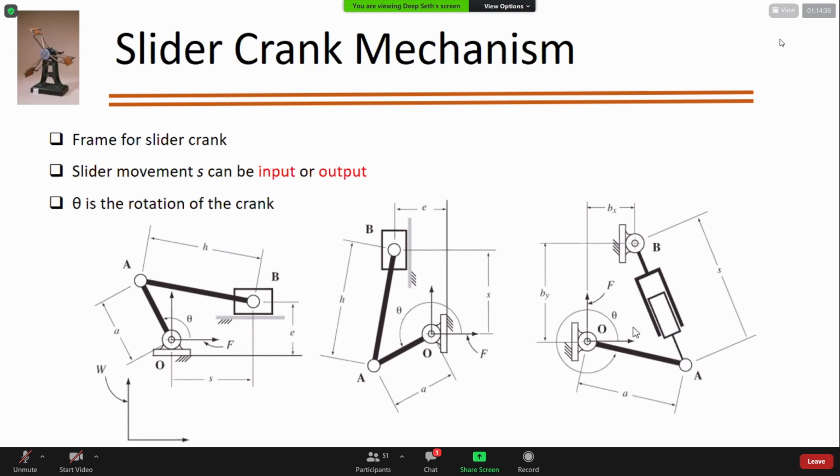This is also one way of representing the slider crank mechanism. This is your link 1, link 2, this is your link 3 and link 4. This is how you will represent it. This slider is link 4. The joint over here is not revolute, it's a prismatic joint.